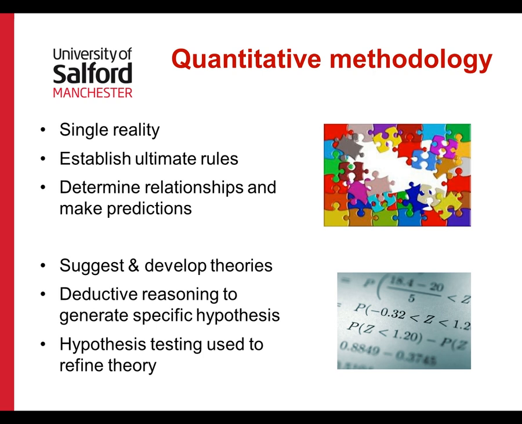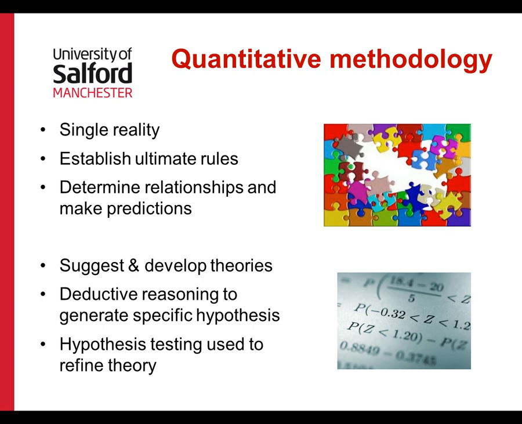So hopefully now you understand some of the key differences between qualitative and quantitative research. The main principle underlying quantitative methodology is that there is a single reality, and it's our job as scientists to establish rules which govern this reality. Ultimately, these rules determine relationships and allow us to make predictions about the external world. When we use quantitative methodology, we start with a theory. This theory is then used to generate a specific hypothesis using what's called deductive reasoning.